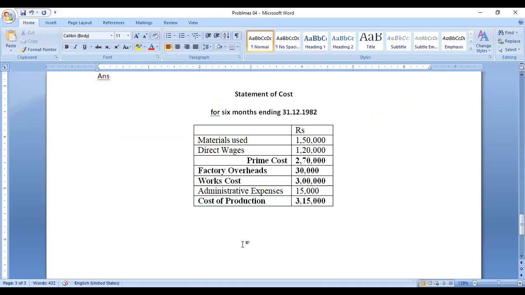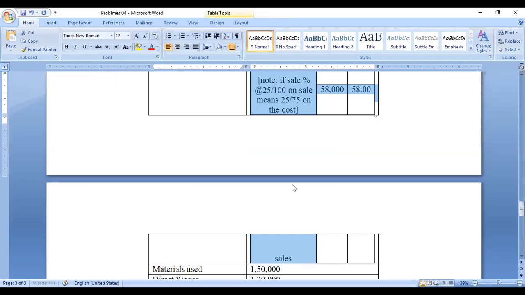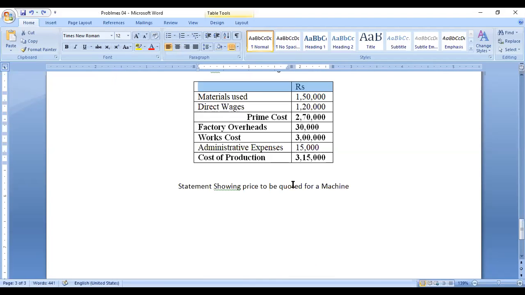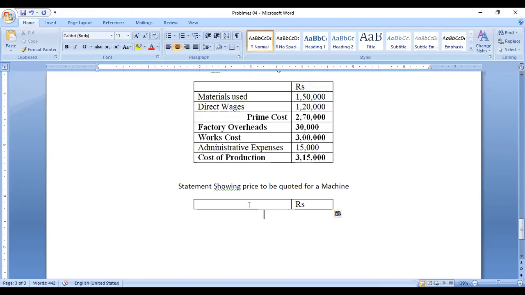இப்போ next, we have to prepare a statement showing price to be quoted for a machine. So this statement you have to prepare. In the statement there are 2 columns, particulars column and price column.